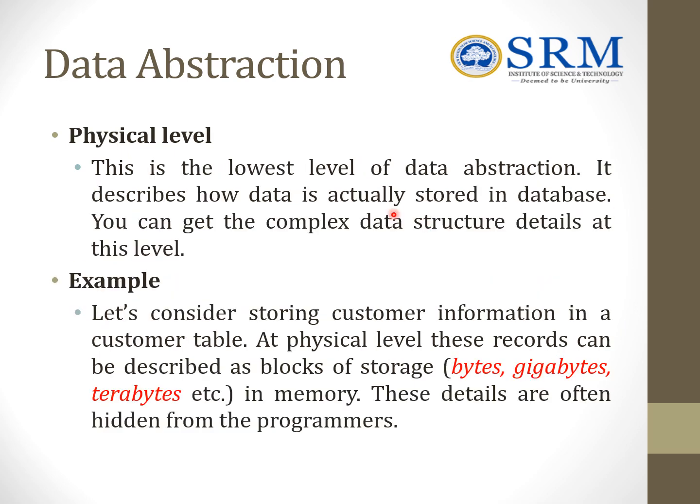Coming to the physical level, this is the lowest level of data abstraction. It describes how the data is actually stored in the database. We can get the complex data structure details at this level. For example, let us consider storing a customer's information in the customer table. At the physical level, these records can be described as a block of storage, maybe of gigabytes or terabytes, in memory. These details are often hidden from the programmer. Or simply, the physical level describes how data is stored in a database.